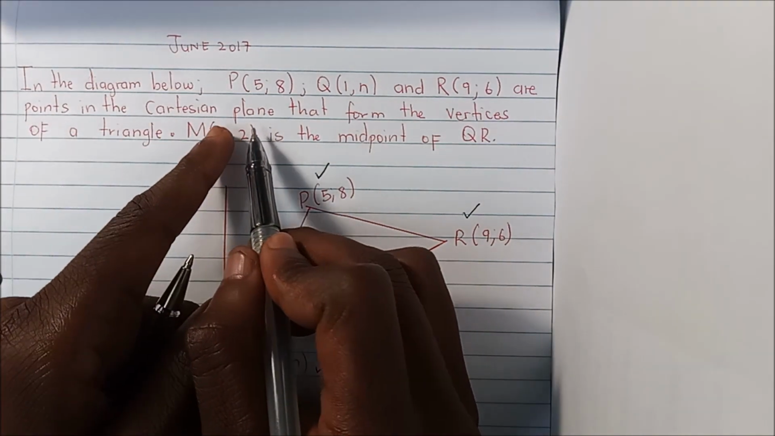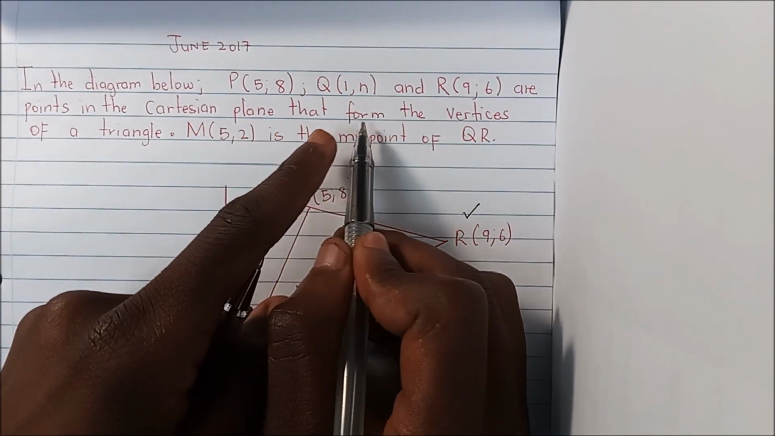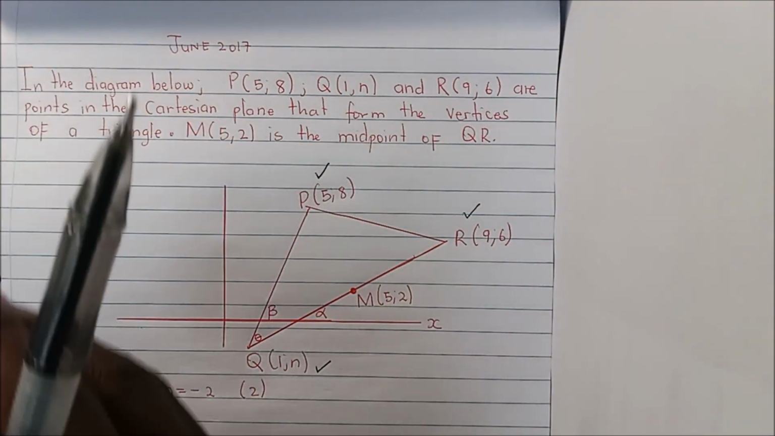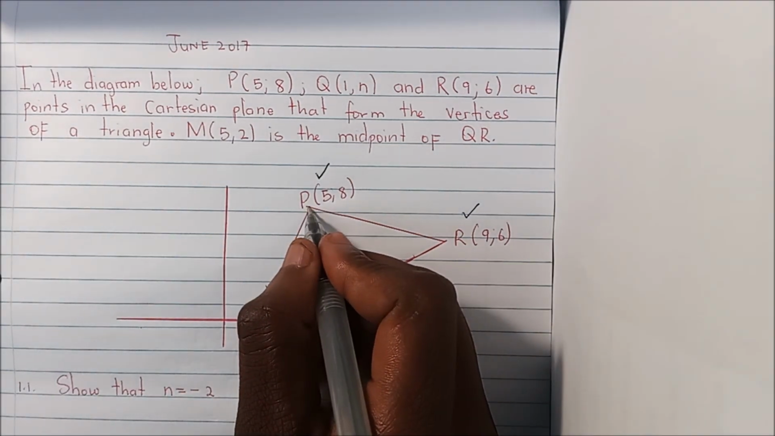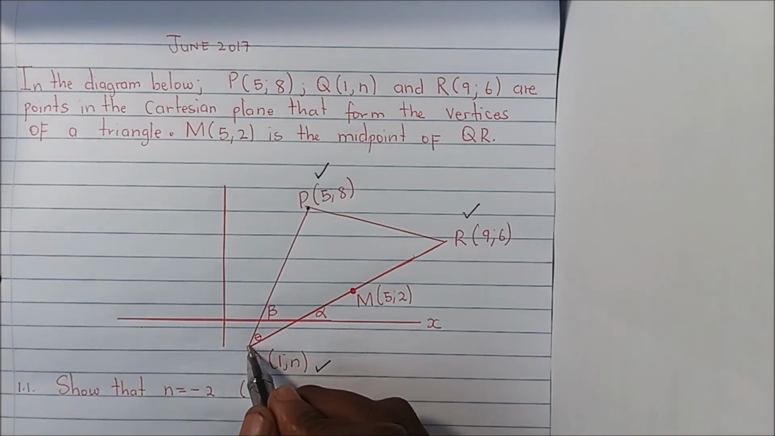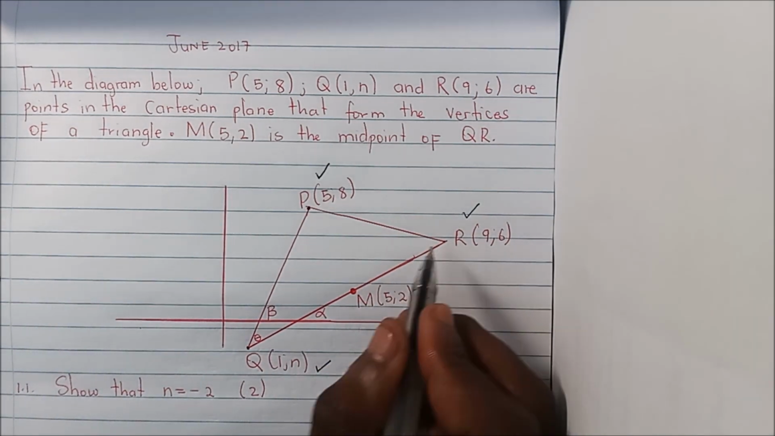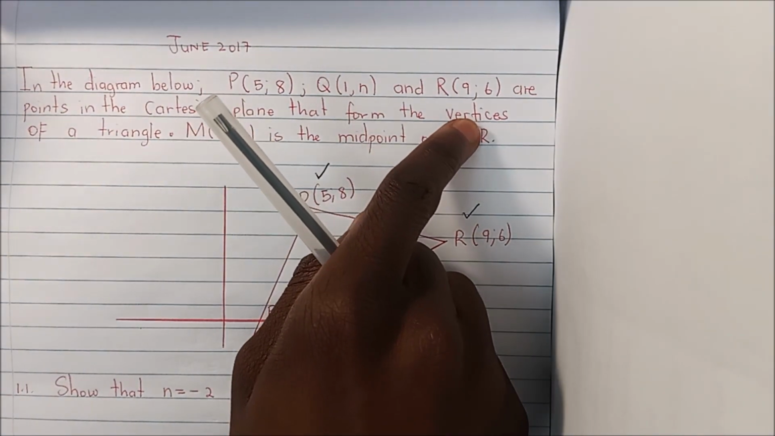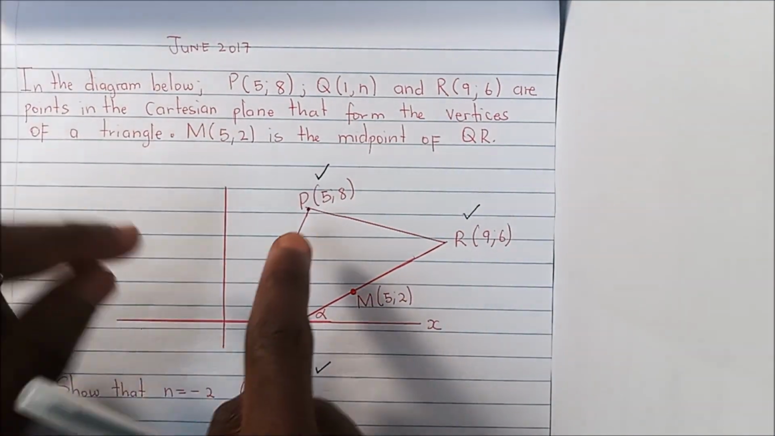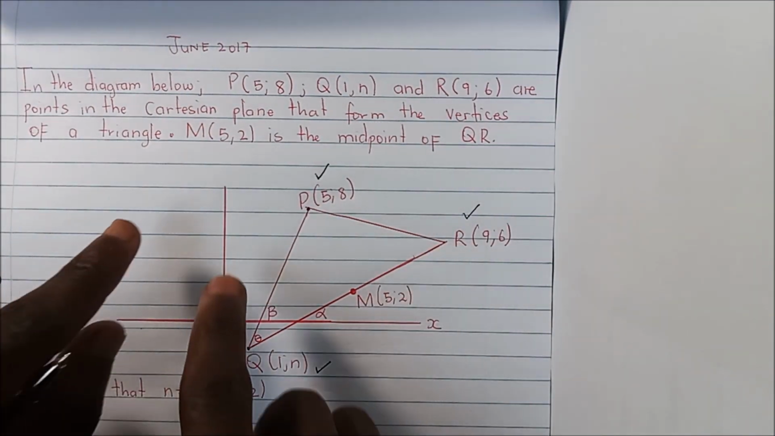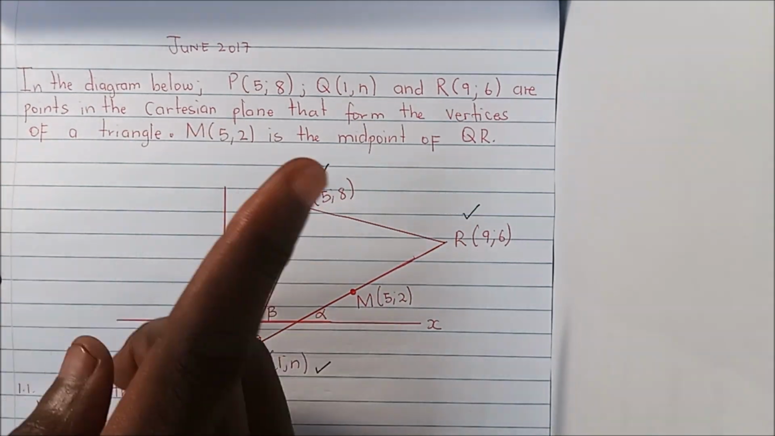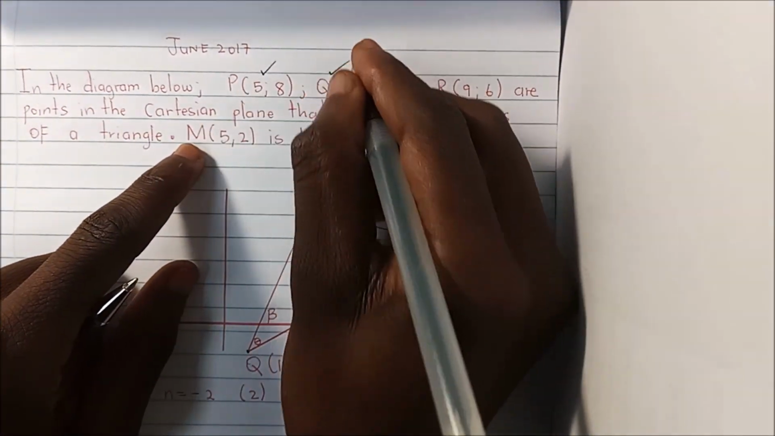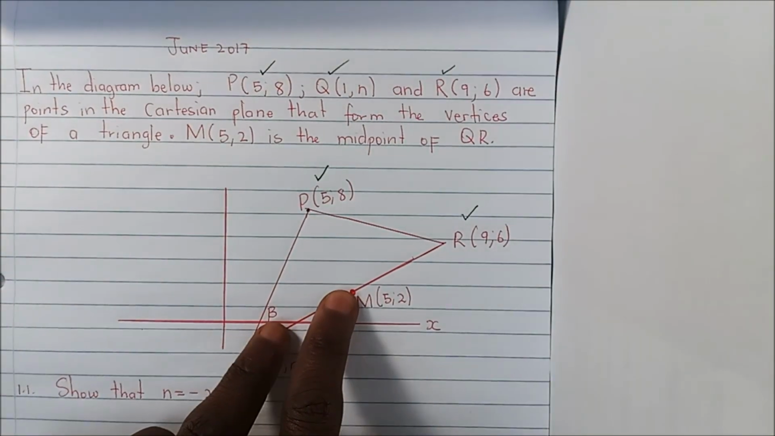They're saying points on the Cartesian plane that form the vertices. By vertices, they're referring to the corners of the triangle. As you can see, P is a corner, Q is a corner, and R is a corner. So they're called vertices of a triangle. There's no information yet to highlight. We just highlighted the coordinates and then we saw them in the sketch.